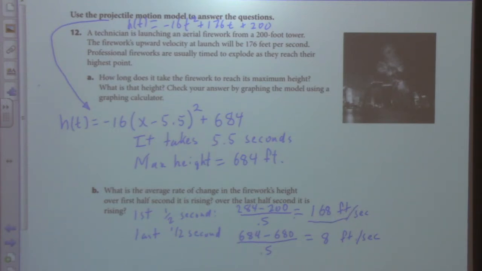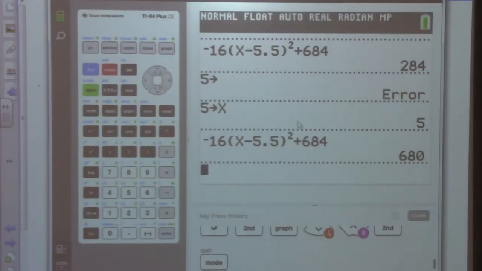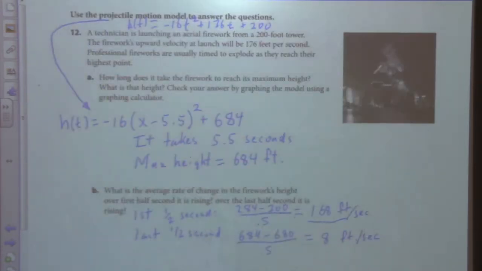And the last half second, I'll show you where I did this in the calculator. The last half second, we had 684 minus, we plugged in 5 for X and got 680. So here we have 684 minus 680 over 0.5. And so here we see the change in the average rate of change from the earlier part of the flight to the later part of the flight.